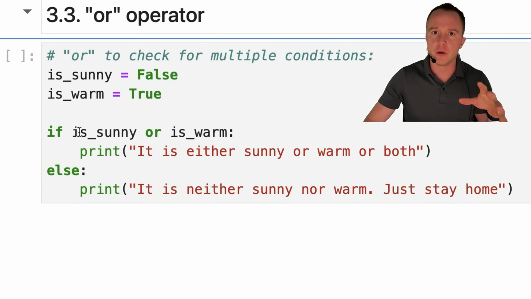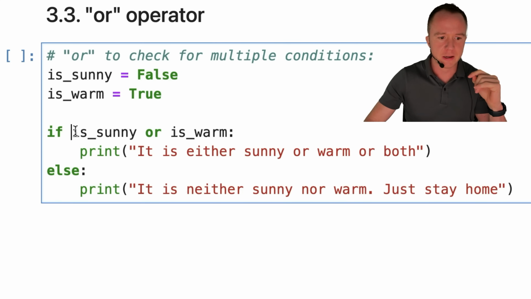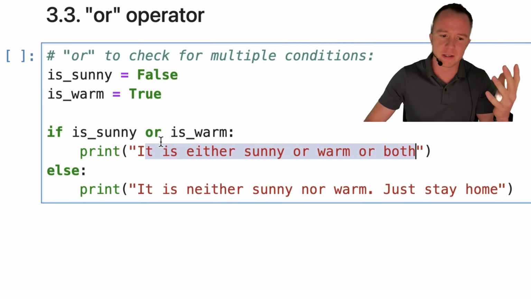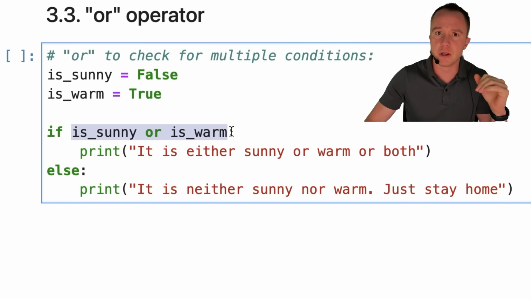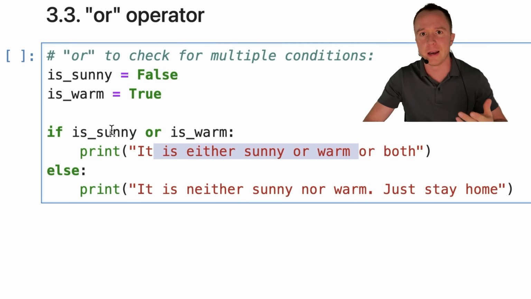The or operator, on the other hand, checks for whether at least one of them is true. If we say if it is sunny or it is warm, it's enough if one of them is true, and again, it doesn't matter which one, but they could also both be true. Then we say it is either sunny or warm or both, because here we don't really know. Is it sunny? Is it warm? Because one of them being true is enough to end up here. It's the other way around than what we had for the AND statement.